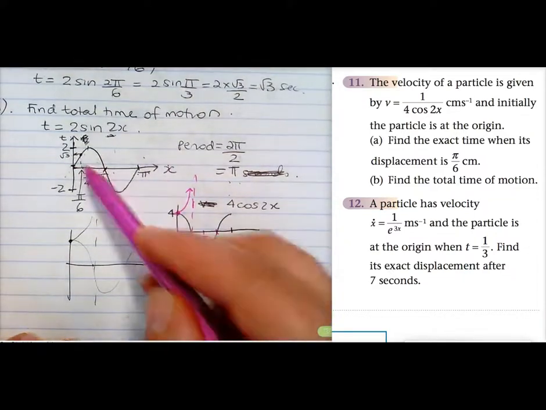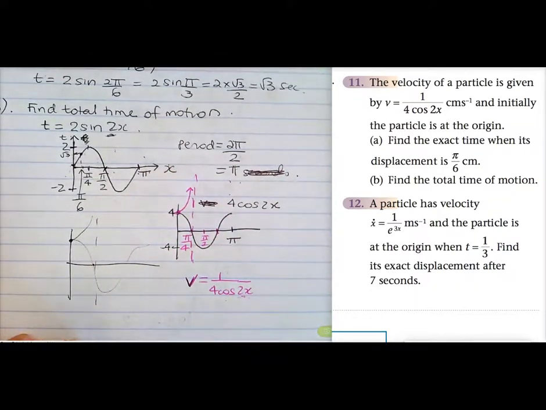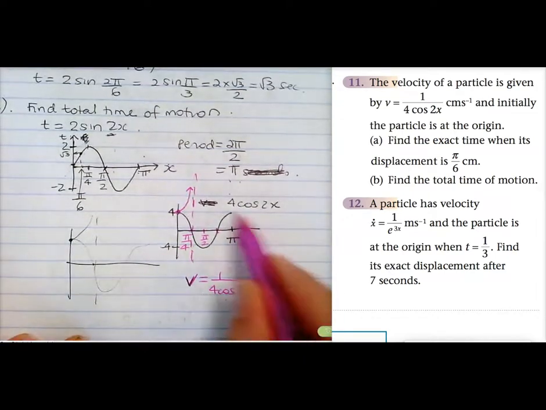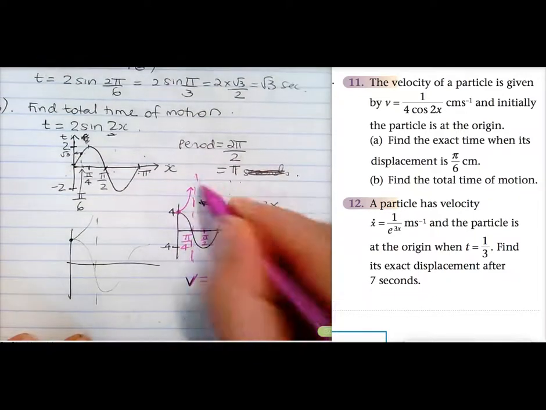If we were drawing a curve like this, you'd say to yourself, how long does it go on for? How many reps? We don't know. There's obviously got to be a break in the motion somewhere to get the total time of motion. Which is why we've drawn the velocity curve, to see if there's anything in that that gives us an idea of what's happening. So that's 4 cos 2x, and velocity, 1 over 4 cos 2x, is this curve.